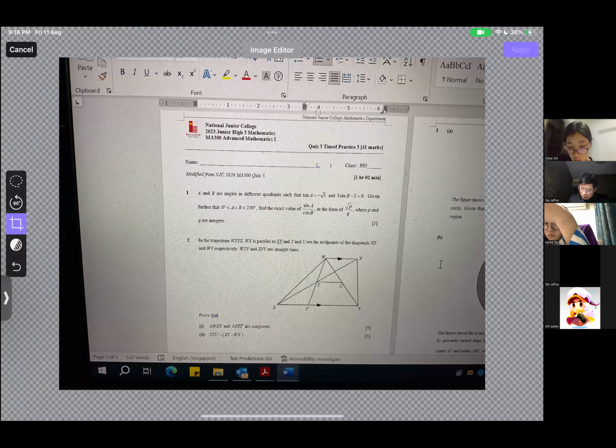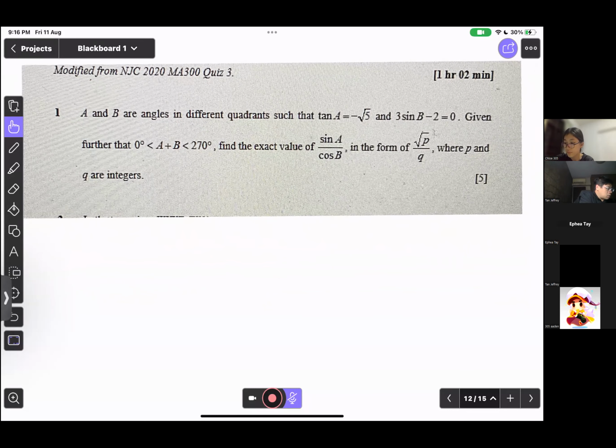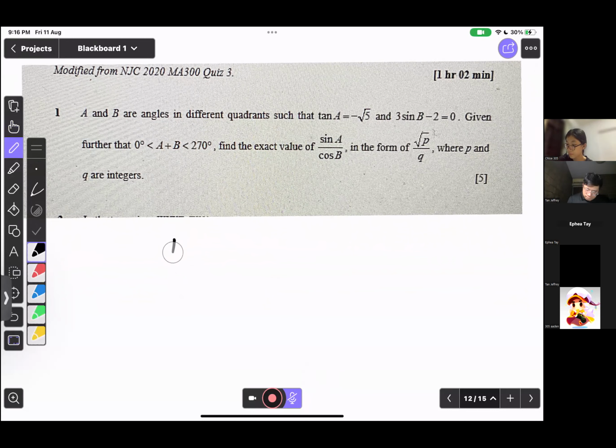Aiden, am I right? You're muted in case you say anything. Oh, yeah, I forgot, I remembered the question wrongly. So I managed to get sine A over sine A and cosine B, but after that, given that it's square root 5 over square root 6 divided by square root 5 over 3, how do I manipulate it?